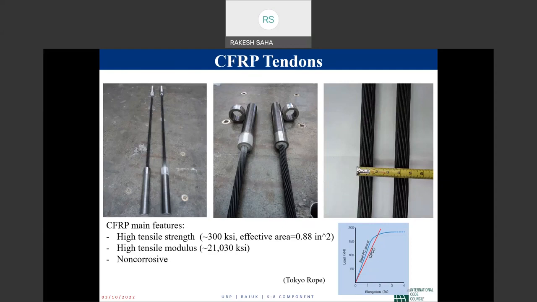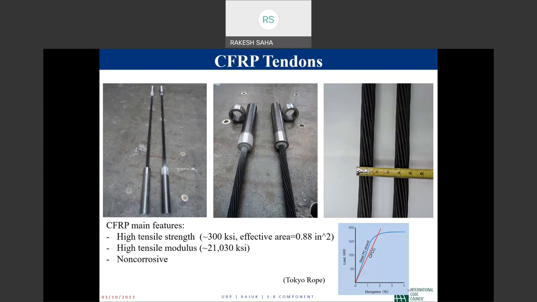Chances are you're familiar with regular steel tendons, but you're using CFRP tendons. They have very, very high tensile strength. And if you look at load elongation response, they're not that different than steel. They're a little softer, but of course they're not ductile. Once you get the failure point, they fracture.